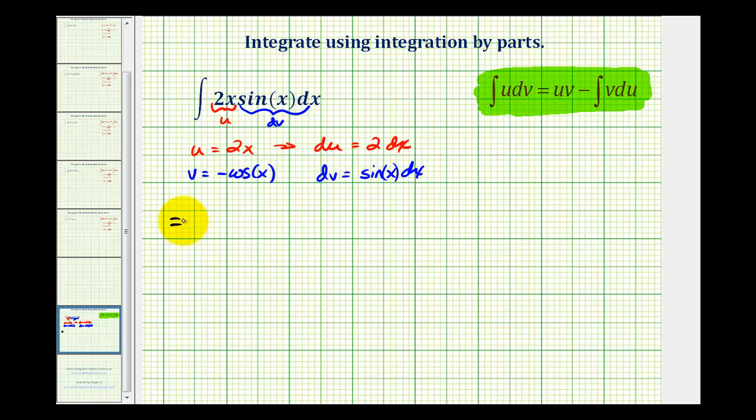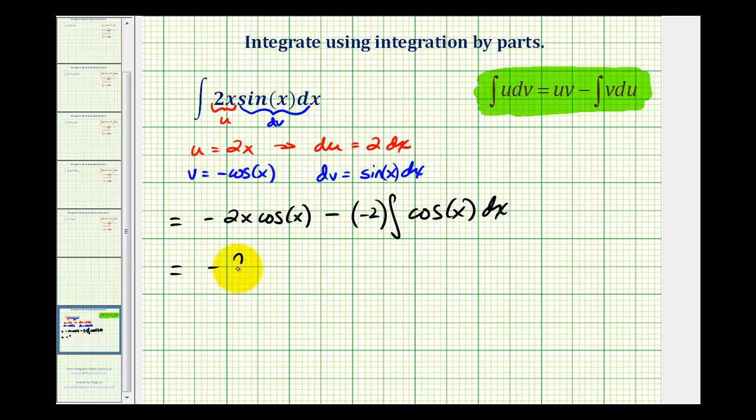So the original integral is equal to u times v. Well, here's u and here's v, so we'll have negative 2x cosine x minus the integral of v du. Well, here's v and here's du, so we'll have the integral of negative 2 cosine x dx. So we'll factor the negative 2 out, and we have cosine x dx.